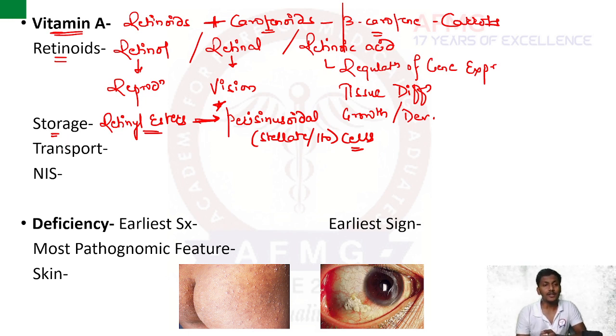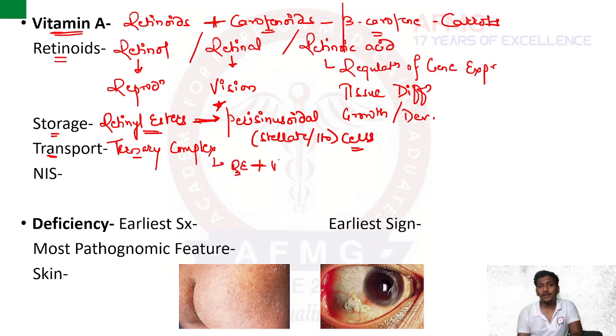Then if I move to the transport of vitamin A, please remember, from the liver it would be transported to the target organs like the skin or the eyes whenever required, in the form of a ternary or trimolecular complex. This ternary or trimolecular complex for transport of vitamin A generally contains, first of all, retinol, that is vitamin A, then the retinol binding protein, and the third component is transthyretin. So this trimolecular or ternary complex would be transported to the target organs, right?